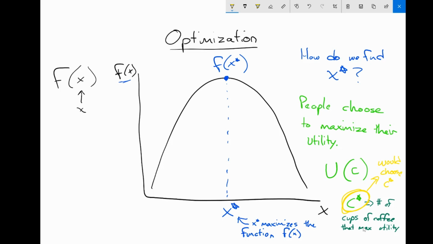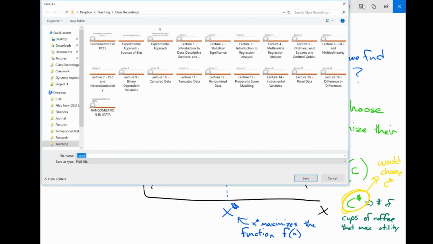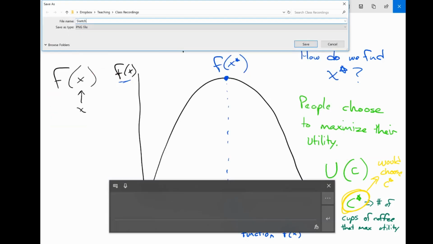That's maybe getting a bit ahead of ourselves, but it will allow us to predict choices, which is why we need to know this. So there we go. That's the background. That's what we want to do. Let me just save this in case you want it, and then we'll move on to optimization.